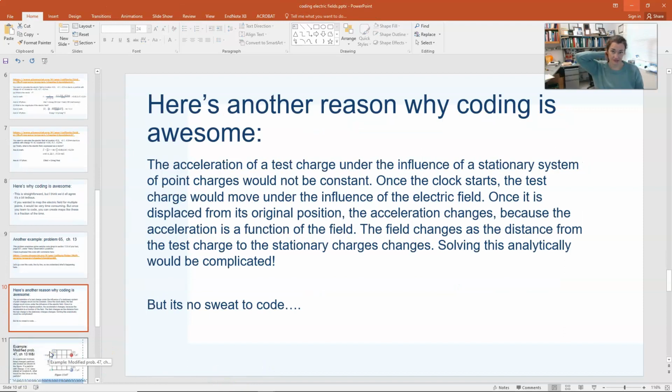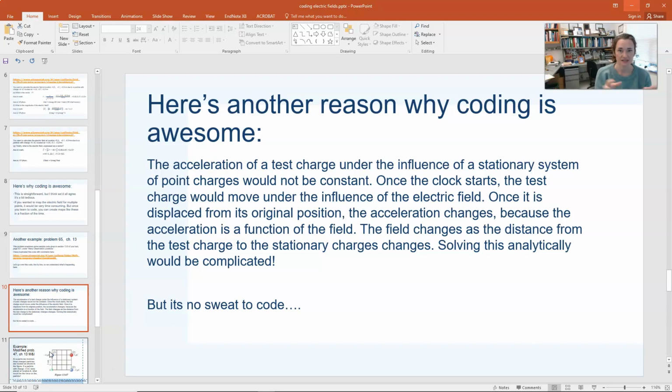Okay, now another reason why coding is a really great thing to do, and physics majors should definitely learn to do it, is that the acceleration of, say, a test charge, usually when we say test charge, we mean a tiny little charge that doesn't distort the electric field of interest in the region, okay? So the acceleration of a test charge under the influence of this system wouldn't be constant, right?